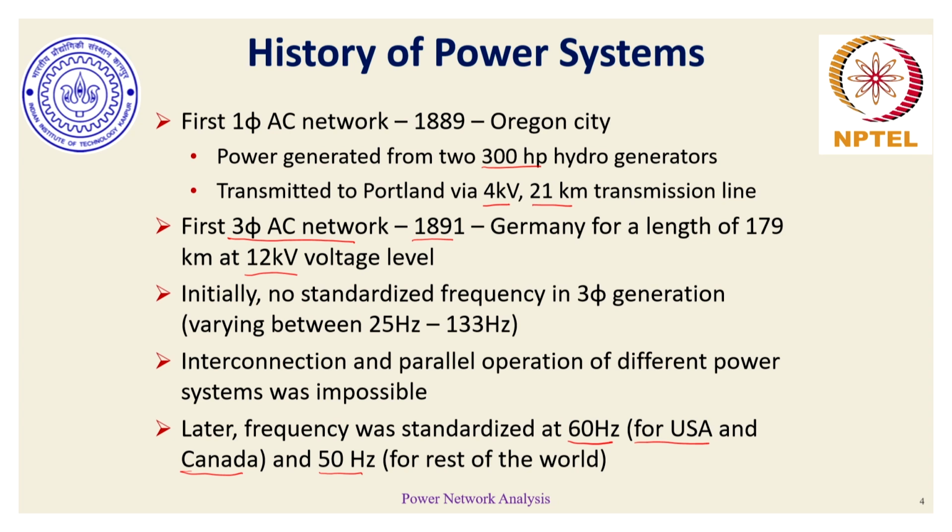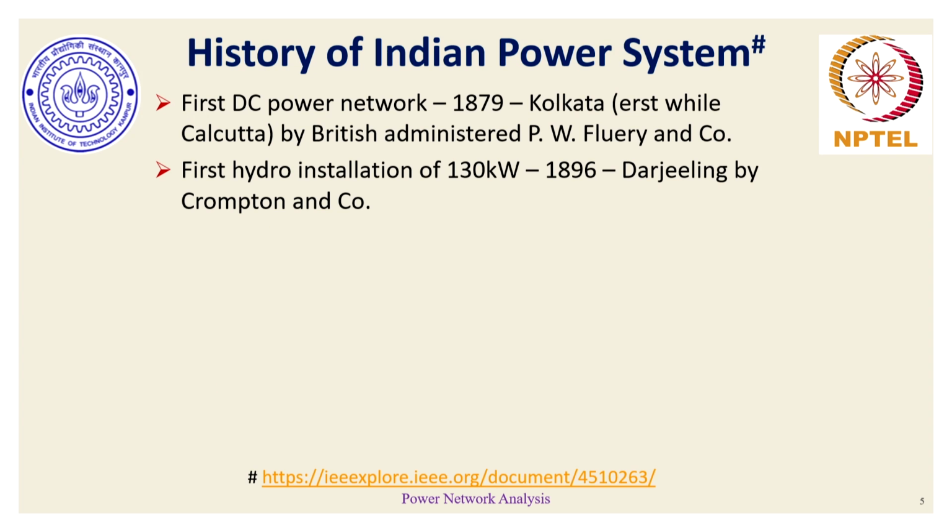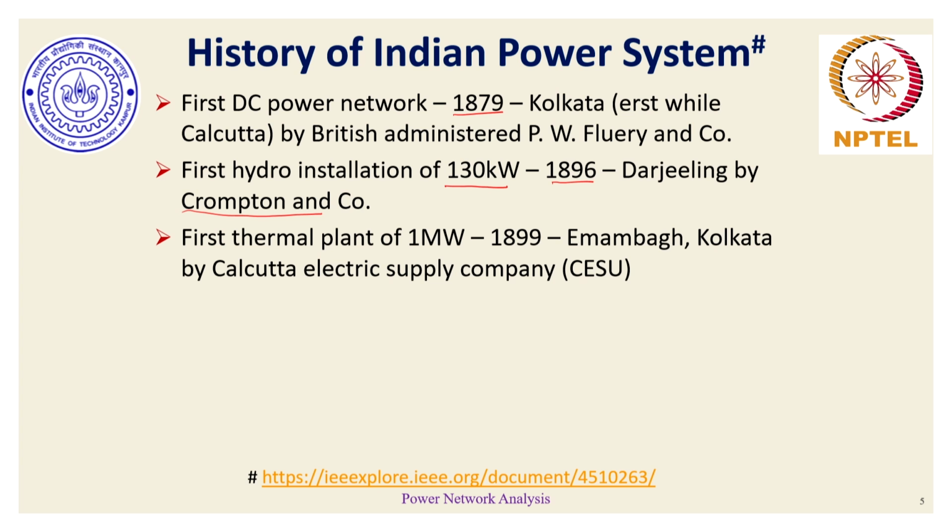Again, the Indian power network history is also very interesting. Thanks to the British administration, we had our first DC network in 1879 in Calcutta, and the first hydro plant was installed in 1896 by Crompton and Co., now known as Crompton and Greaves, with a capacity of 130 kilowatts. The first thermal plant came up in 1899 with a capacity of around 1 megawatt, thanks to Calcutta Electricity Supply Company, CESC, which is still operational after so many years.